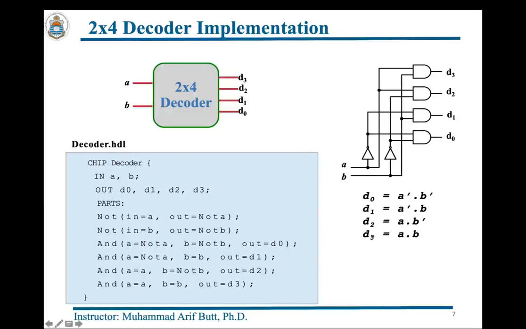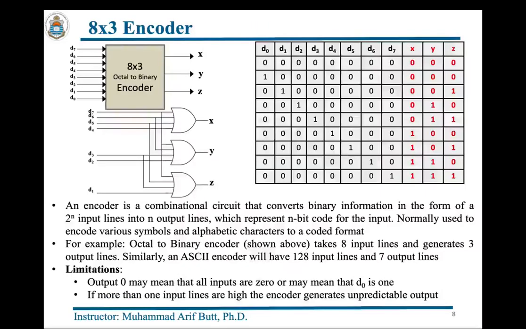Similarly, the last output, D3, is equal to AB. You see this AND gate is generating the output D3, which is the bitwise AND of the 2 inputs A and B. I think the code makes sense to you all. Okay, so let me move on to the next circuit, that is the encoder.